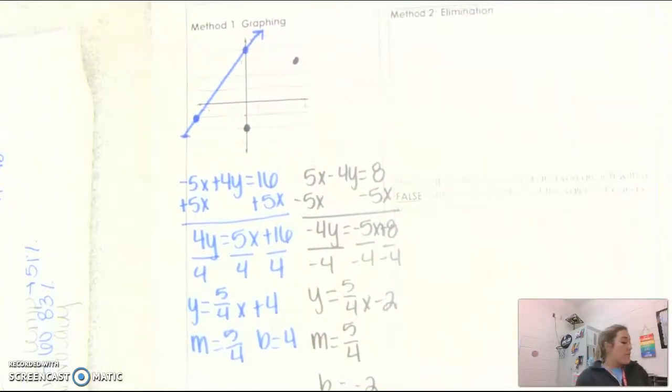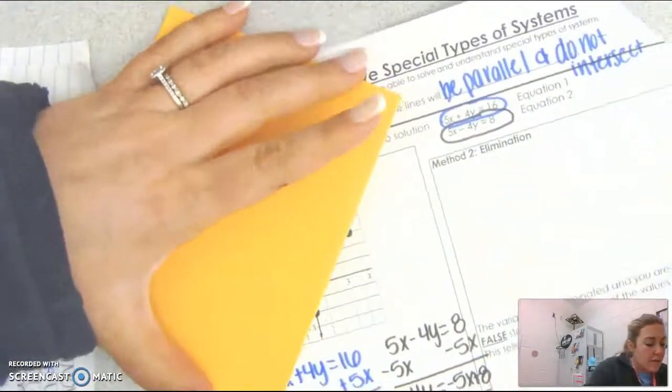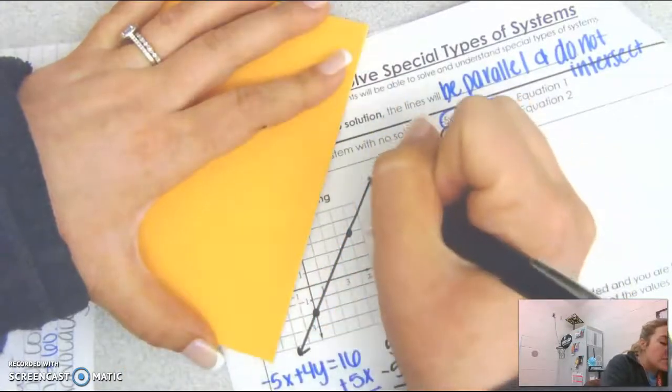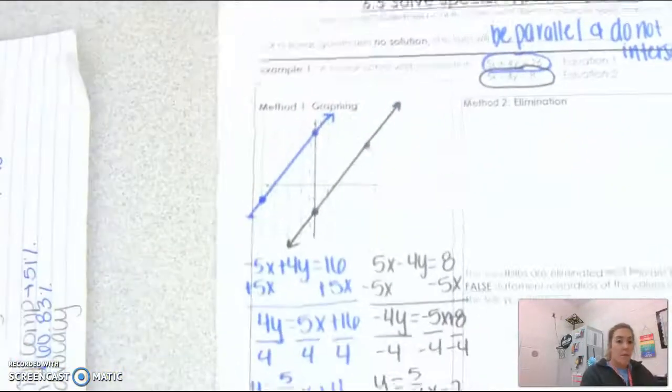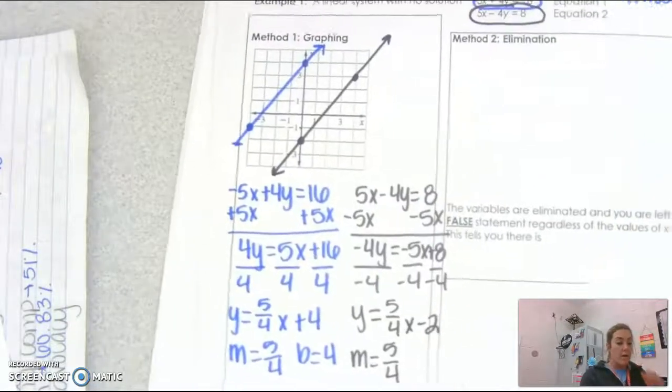If you notice, they're parallel, and we could tell that these lines are going to be parallel before we even graph them, because their slopes are exactly the same. If you have two lines with the same slope, that means they're going to be parallel.